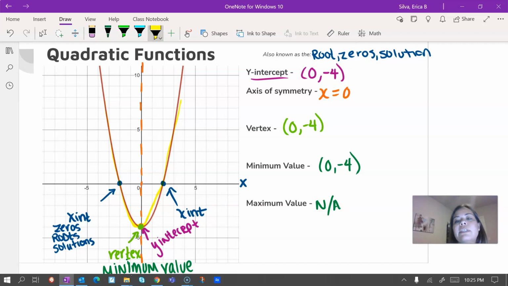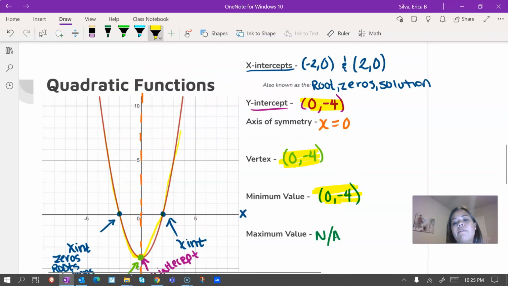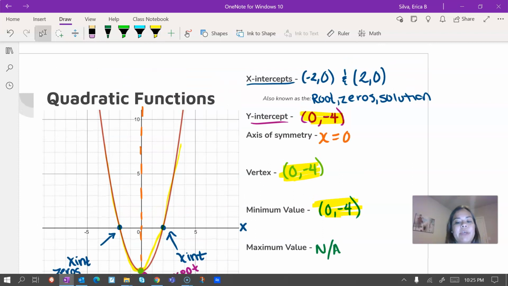So if you notice, 0, -4 was a very important point because it represented our y-intercept, our vertex, and our minimum value. And that's for the quadratic function.